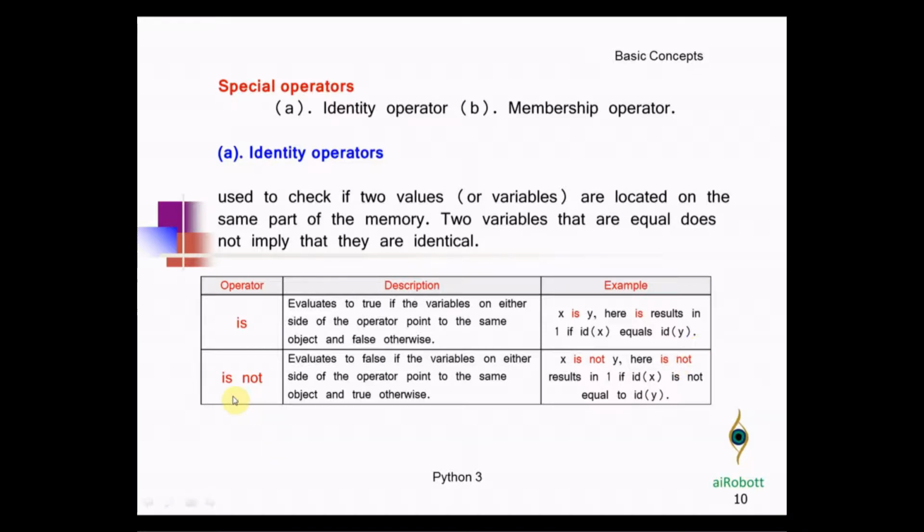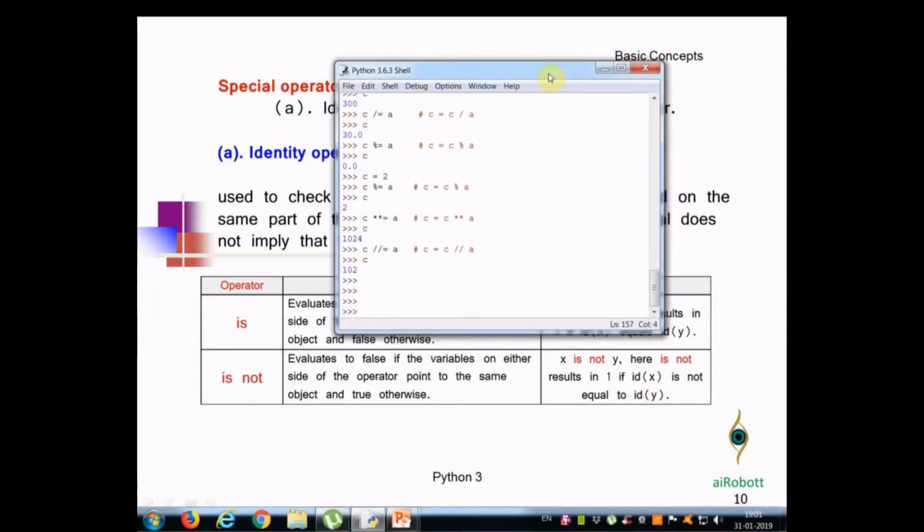Okay. Is not. This is the identity operator. It evaluates to false if the variables on either side of the operator point to the same object and true otherwise. X is not y. Here is not results in true if id of x is not equal to id of y. Okay, let's see the programming part. Let us assume a value with 20, b value with 20.